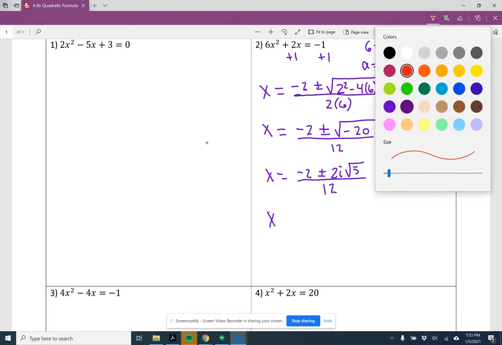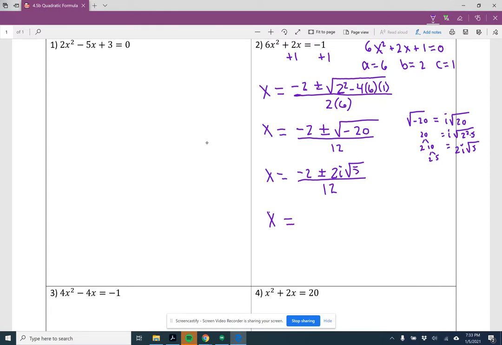All right, so we're going to reduce the negative 2. When I take out a 2, it becomes a negative 1. We're going to reduce by taking a 2 out of this 2 right there. So dividing out of 2, we have i square root of 5. And then the 12 divided by 2 is a 6. So we have two solutions, and they are both non-real. We have negative 1 plus i square root of 5 over 6, and negative 1 minus i times the square root of 5 over 6. Those are our two non-real solutions, and they are in simplified form.